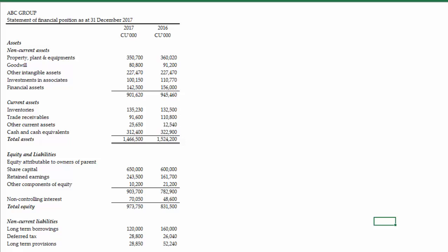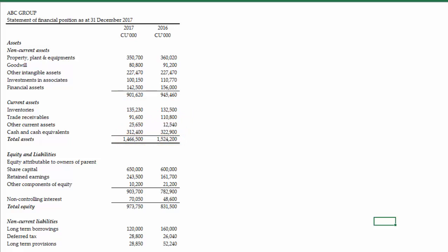Looking at this statement of financial position, we have assets. Under assets, we have non-current assets. The items of non-current assets given in the standard were property, plant and equipment, goodwill, other intangible assets, investments in associates, and financial assets. Also, we have current assets. The items of current assets given were inventories, trade receivables, other current assets, and cash equivalents. If you add the total non-current assets with the current assets together, we get the total assets.